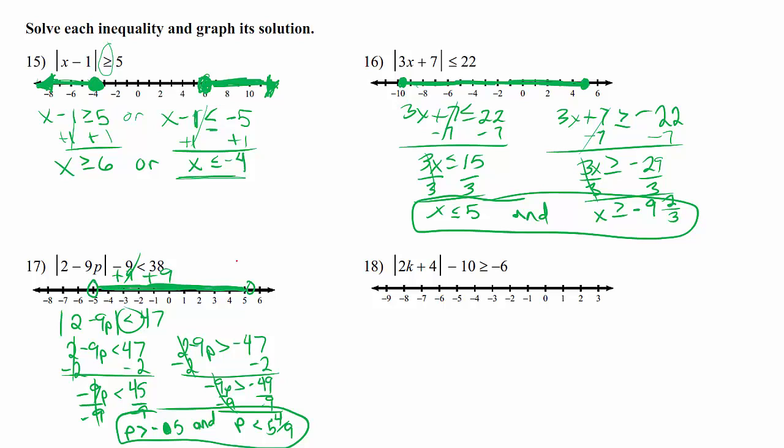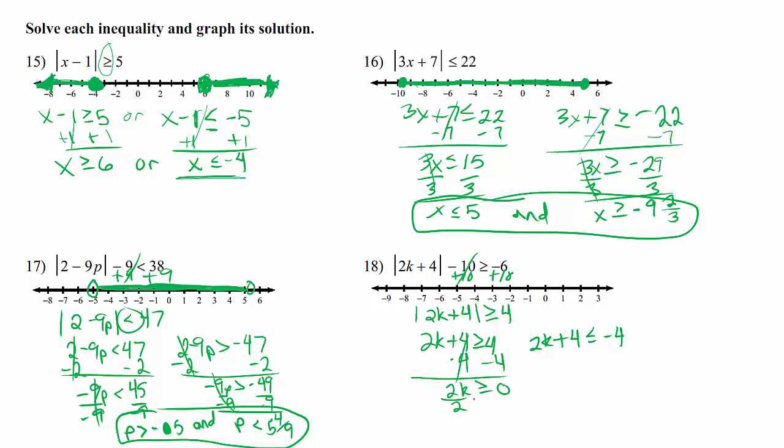18, we want to add 10 to both sides. So we have 2k plus 4 is greater than or equal to 4. Then we want to split this up. 2k plus 4 is greater than or equal to 4. 2k plus 4 is less than or equal to negative 4. So we want to subtract 4 from both sides. And we get 2k is greater than or equal to 0.